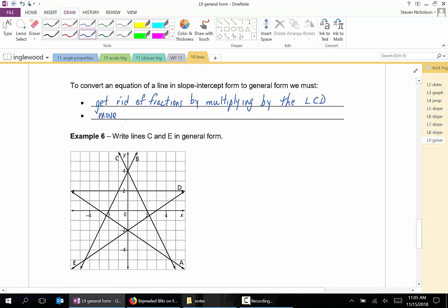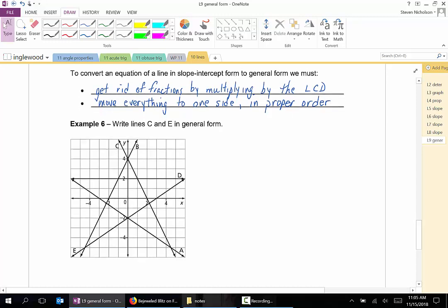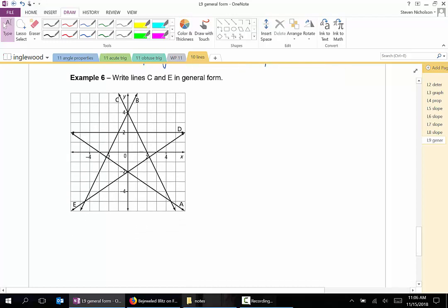And then the next step is you move everything onto one side so it's equal to 0. Move everything to one side, but again, in proper order. Has to be x, has to be y, has to be number, and the x cannot be negative. So let's just look at a quick couple of examples that we can do easily.